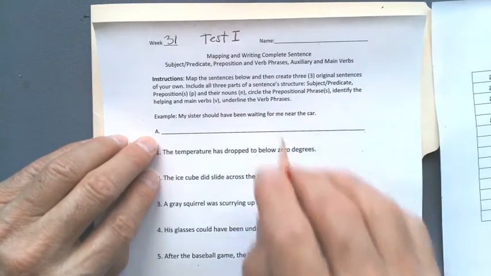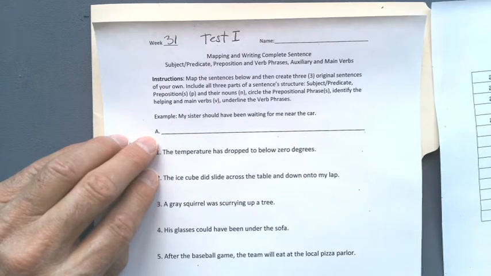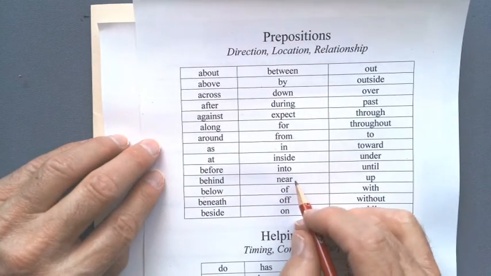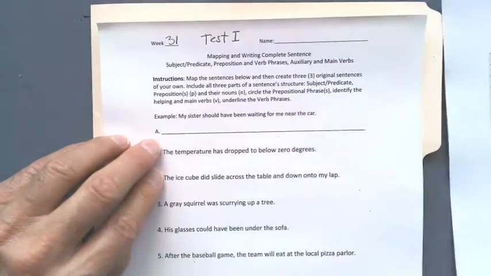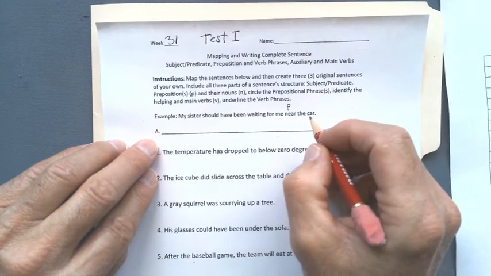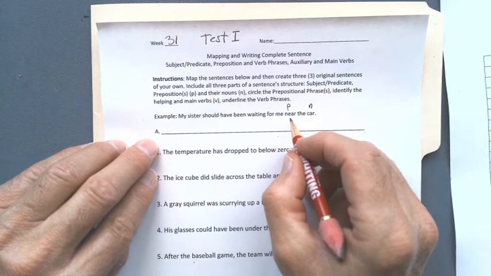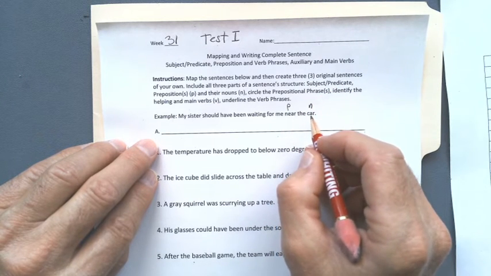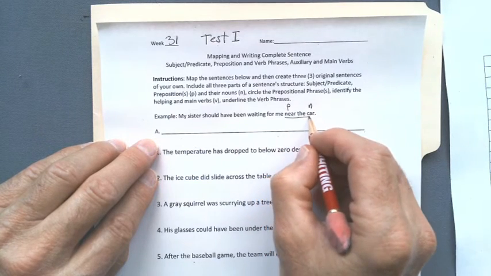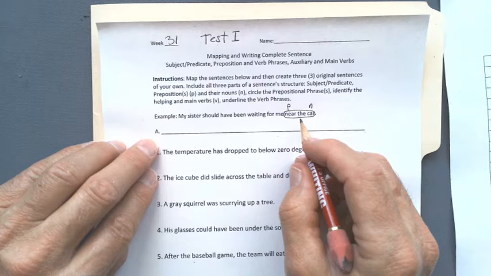So one of the prepositions I see right away is near the car. Here's near. Okay, so that's the preposition. Well, actually I said near the car. The car is the noun. Okay, so every preposition is going to have a noun that's associated with it. And so it's going to come after the preposition here. And that becomes our prepositional phrase. Again, a phrase is more than one word.